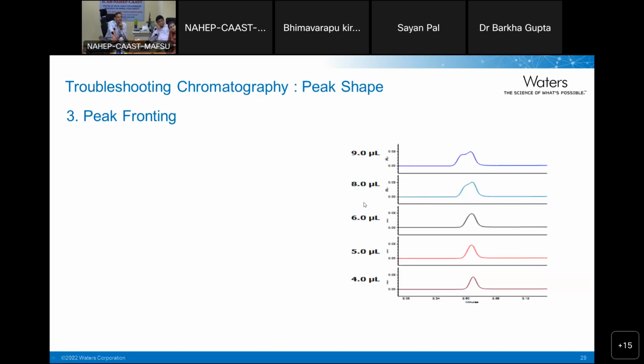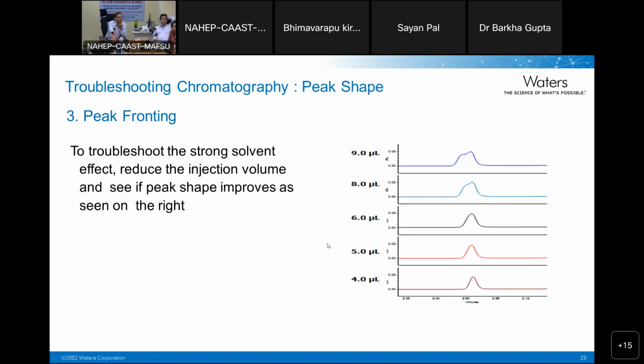Again, the peak fronting, this is what we are talking about, the injection volumes. If your injection volume itself is quite high, then that could also lead to this peak fronting or peak broadening issues. So try to inject lower volumes and try to get the proper peak shape, if that is helping out.